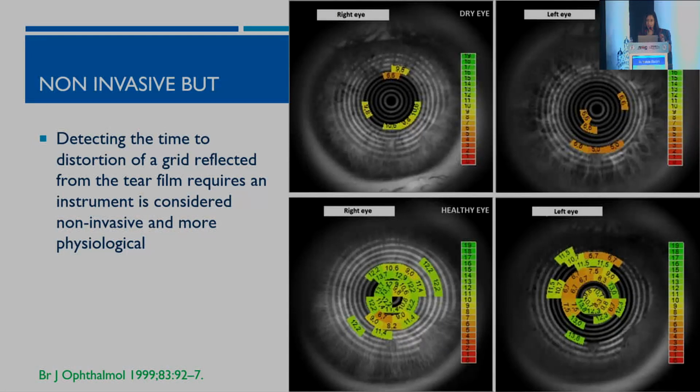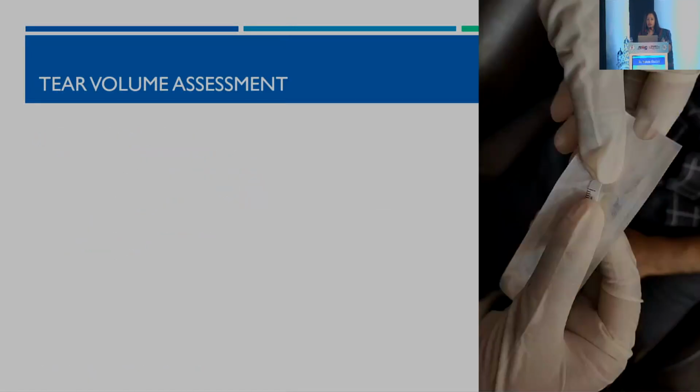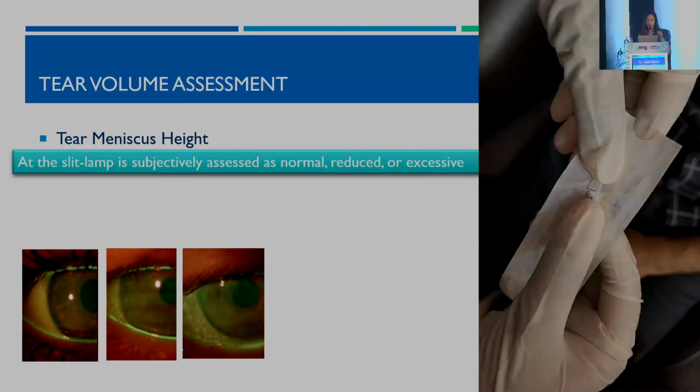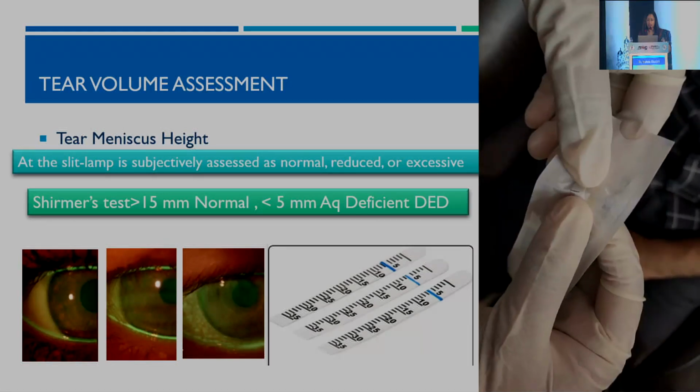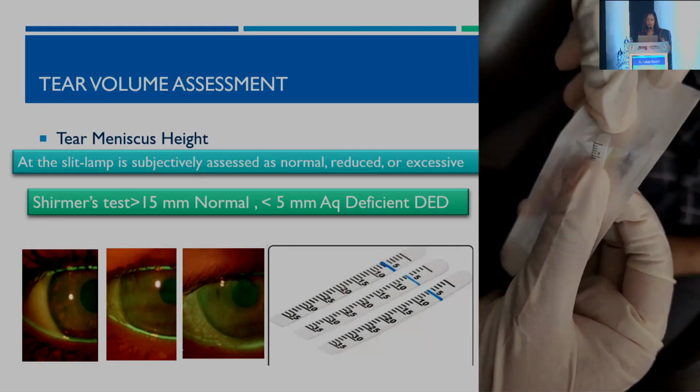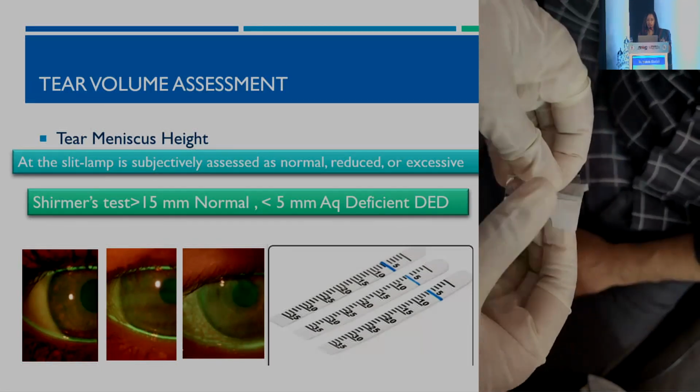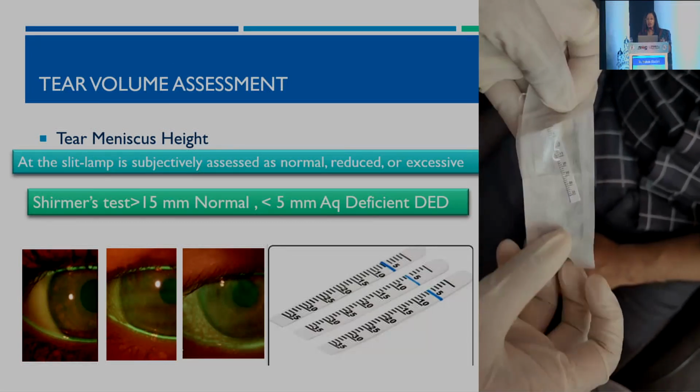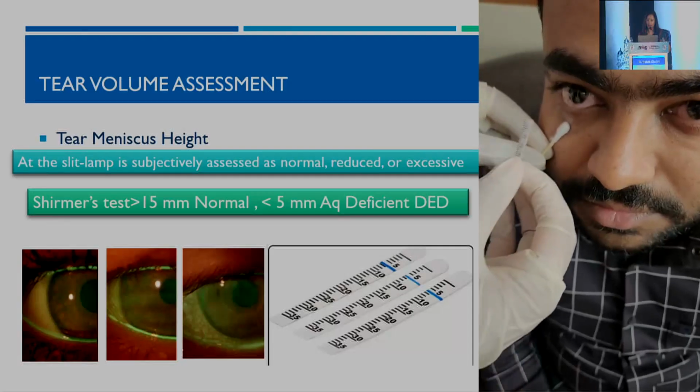Non-invasive breakup time is definitely better, which projects rings onto the surface of the cornea, but you need specialized machines for this. Tear volume assessment can be done by tear meniscus height, where you classify normal, reduced, or excessive, or you can do Schirmer's test. If the Schirmer's strip wets more than 15 millimeter, it is normal.